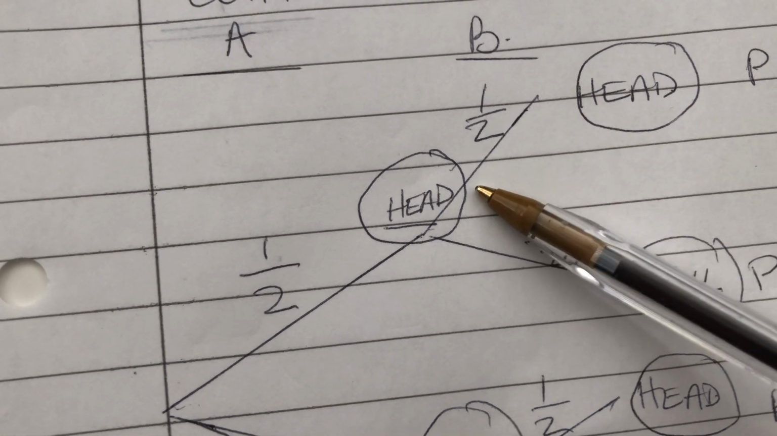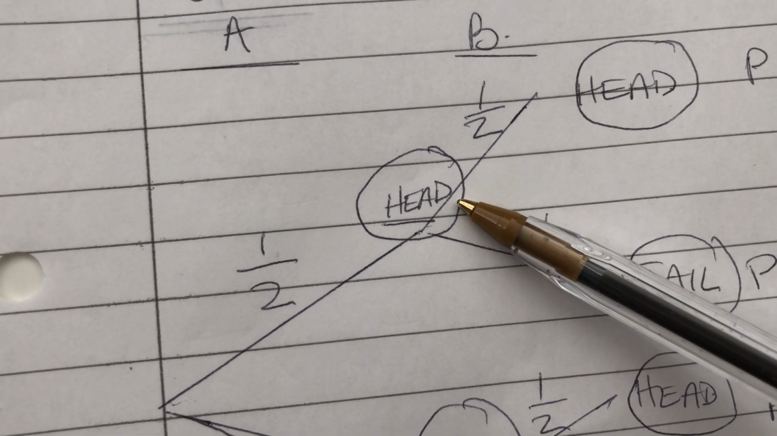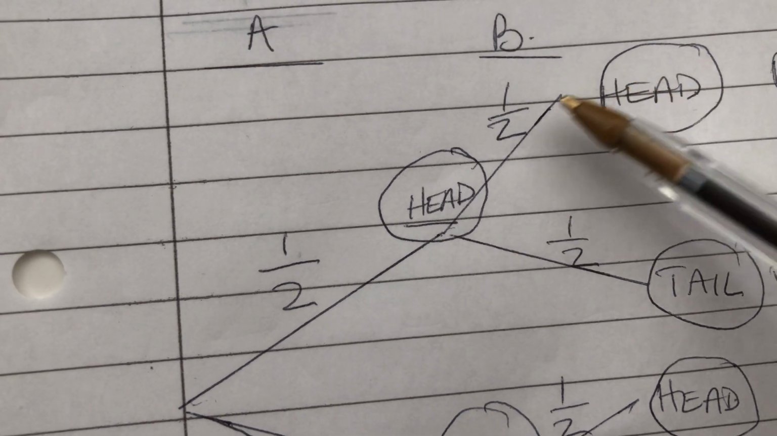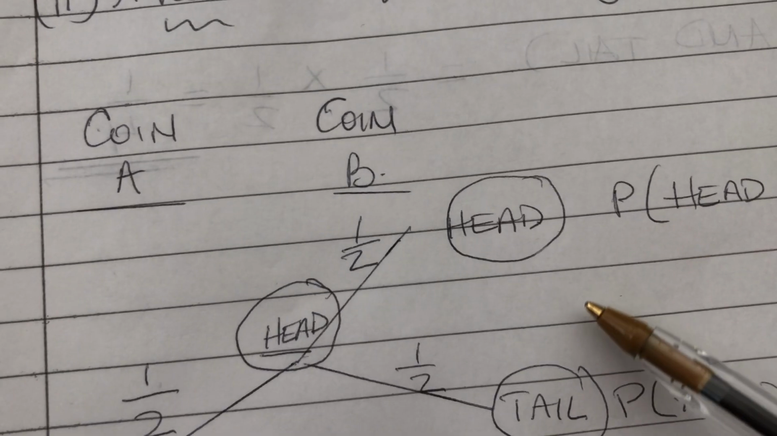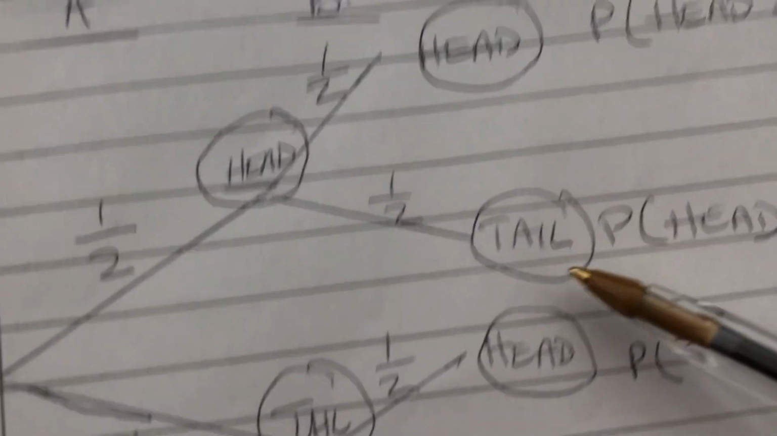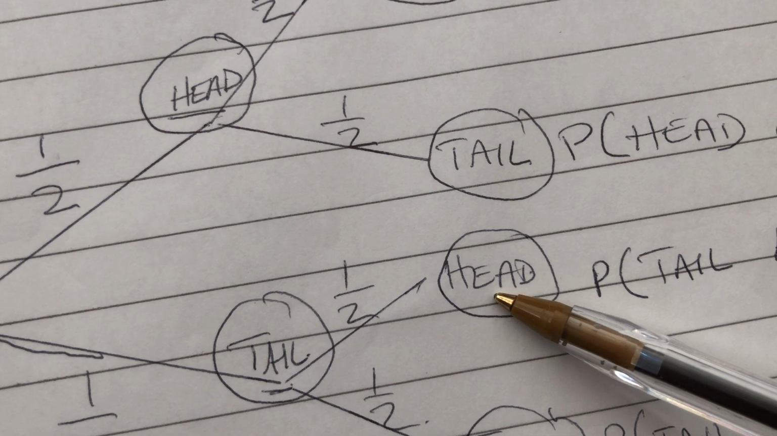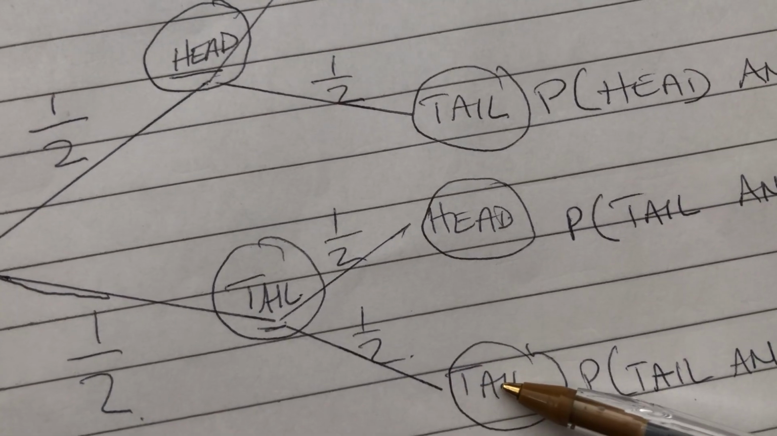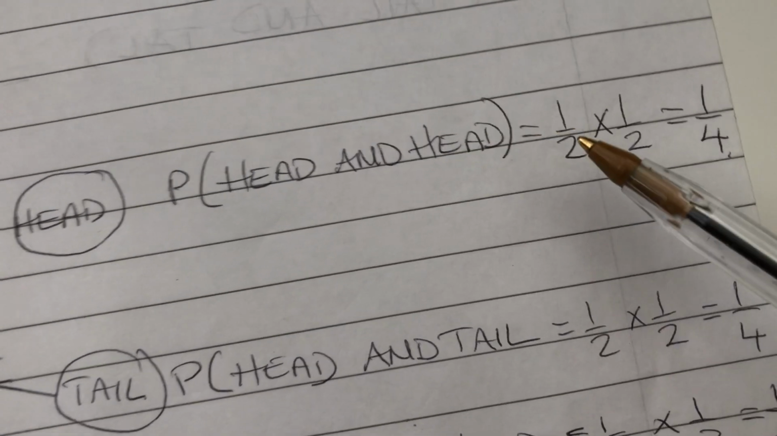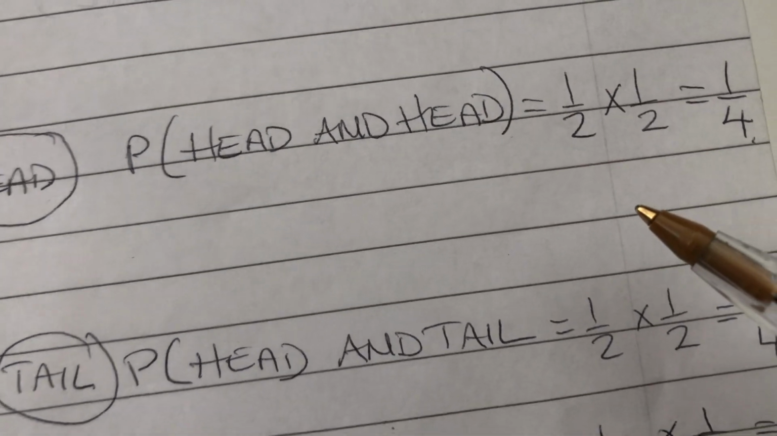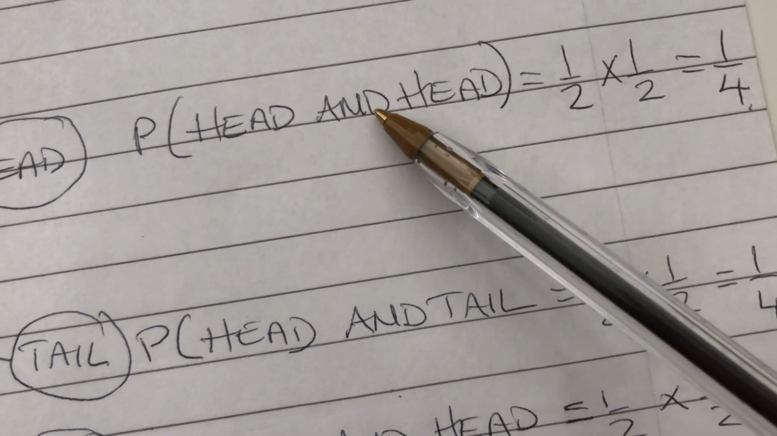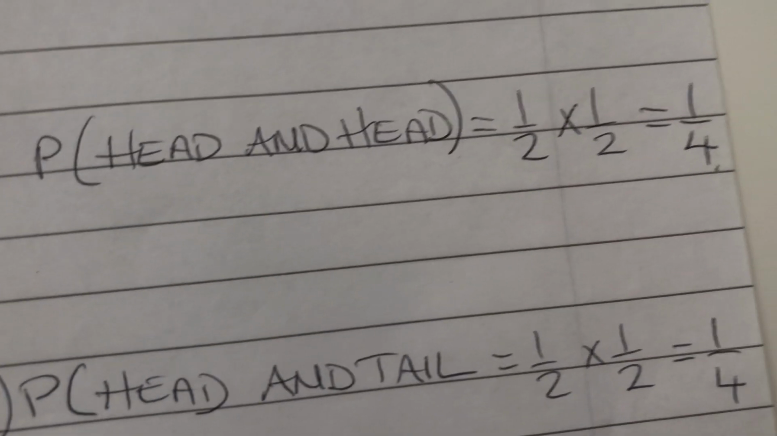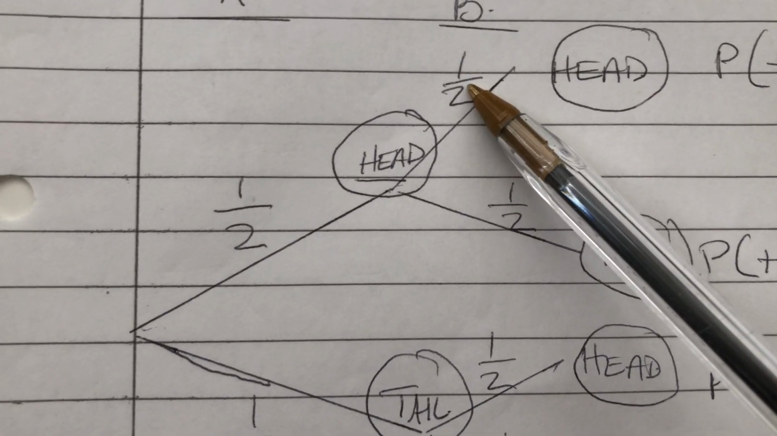So if you toss again, to get another head, you have half. To get another tail, this will be your second toss, is half. Okay. To get a head, half. And to get a tail, half. So the question is, how do you get two heads? So to get a head and a head will be here half and half.